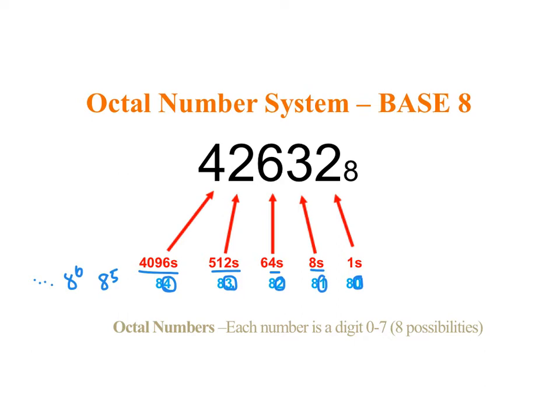Now, the other interesting thing is that each number is a digit 0 through 7, and it's 0 through 7 because we need 8 possibilities. Whereas in binary, we needed 2 possibilities, so that was 0 and 1. Now we need 8 possibilities for an octal number system. So we have 0 and 1, 2 and 3, 4 and 5, 6 and 7, and that gets me to a total of 8 possibilities. So notice base 8, 8 possibilities, and each slot is worth a power of 8.